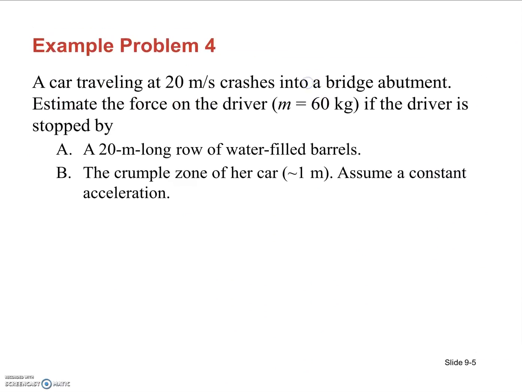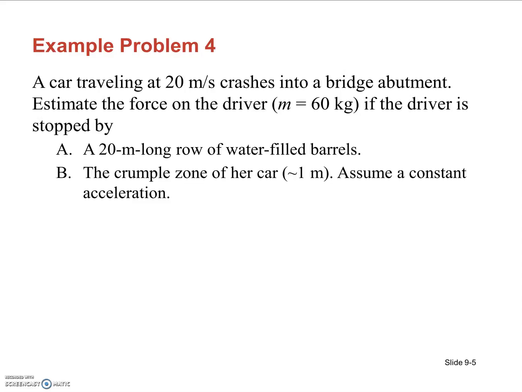Let's do another example. Here we have a car traveling at 20 meters per second that crashes into a bridge abutment. Estimate the force on a driver if he has a mass of 60 kilograms, if the driver is stopped by A, a 20-meter long row of water-filled barrels, or B, the crumple zone of her car, which is only about 1 meter. Assume a constant acceleration, and that's going to be true for both A and B.